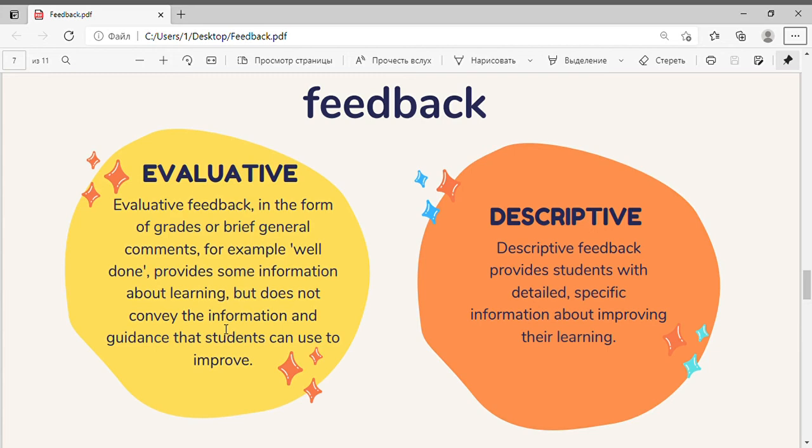An example of descriptive feedback is, "That's a good introduction because you have covered the main points we discussed at the beginning. Now, which points do you think you should expand on?"